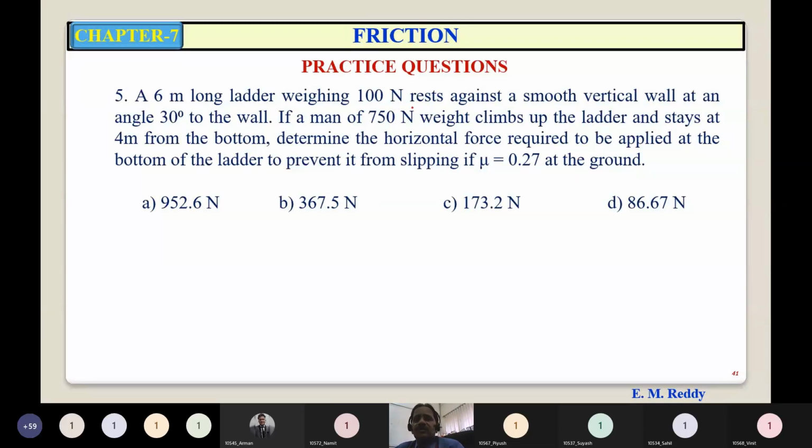Ladder friction. A 6 meter long ladder weighing 100 newton rests against a smooth vertical wall at an angle 30 degrees to the wall. The man of 750 newton weight climbs up the ladder and stays at 4 meter from the bottom. Determine the horizontal force required to be applied at the bottom of the ladder to prevent it from slipping if μs is equal to 0.27 at the ground. Being it is smooth vertical wall, friction will be zero near the wall surface.